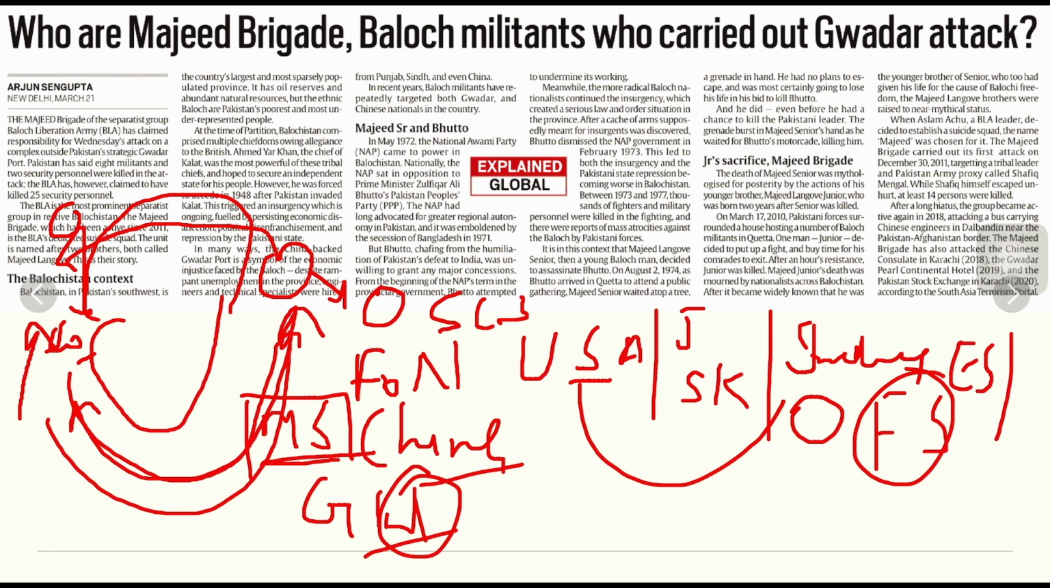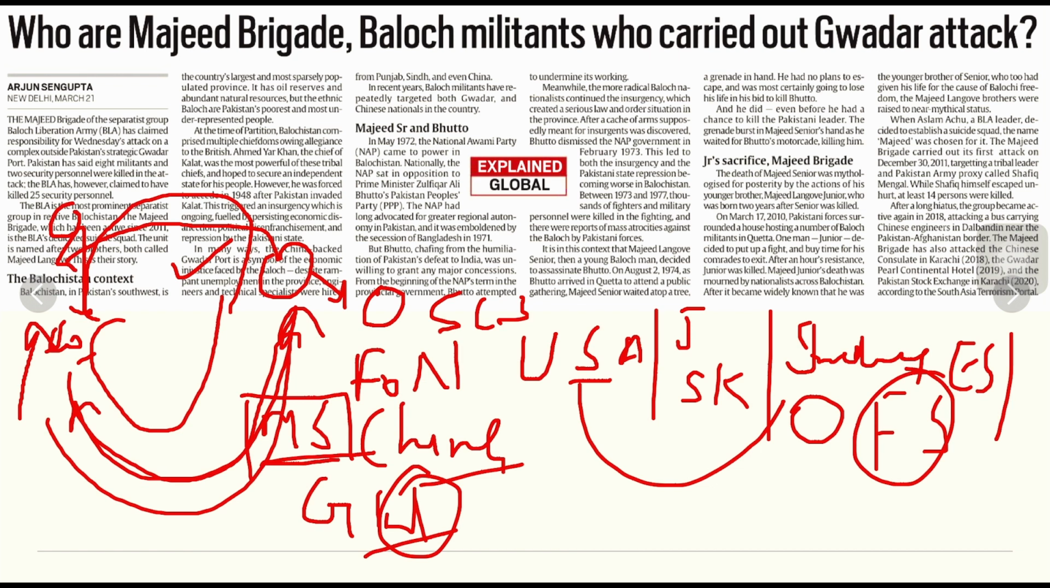Balochistan is in Pakistan's southwest. It is the country's largest and most sparsely populated province. It has oil reserves and abundant natural resources, but the ethnic Baloch are Pakistan's poorest and most underrepresented people. Balochistan comprised multiple chiefdoms owing allegiance to the British. In many ways, the China-backed Gwadar port is a symbol of economic injustice, as the Baloch people say, that is faced by the Baloch.